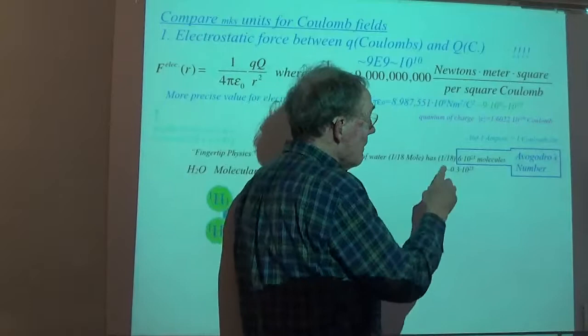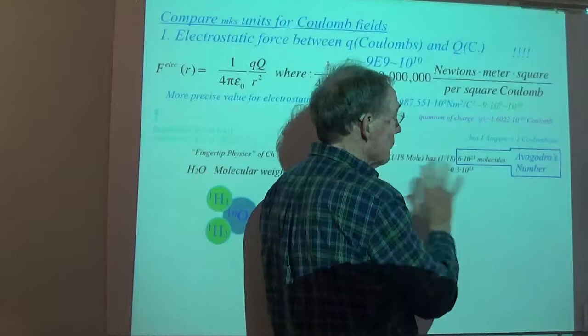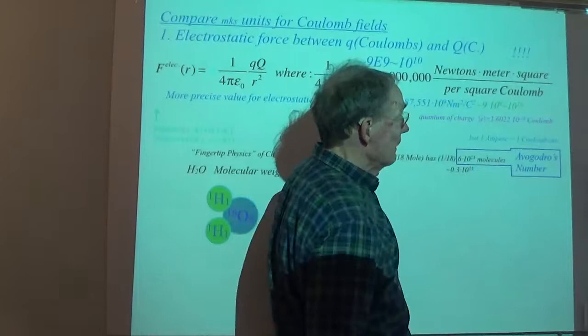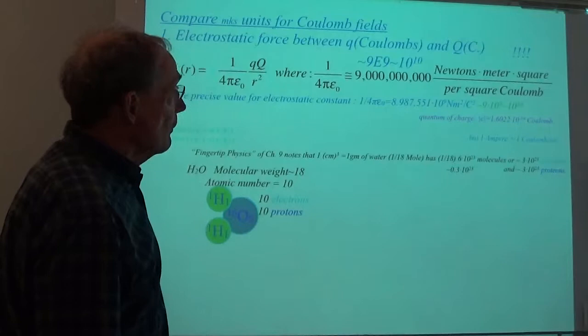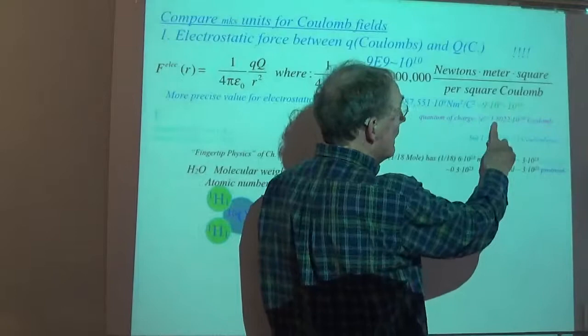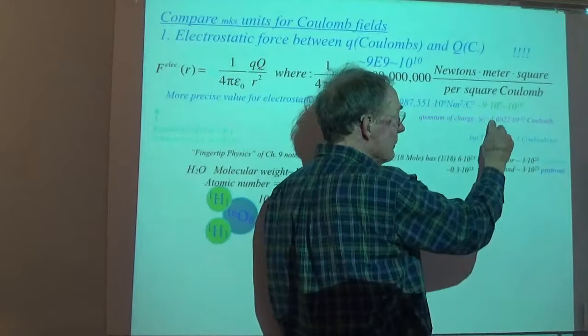So 1/18th of a mole has 1/18th, and then we need Avogadro's number. A mole has, it doesn't matter what the stuff is, 6 times a huge number, 10 to the 23rd molecules. So what we're talking about is 0.3 times 10 to the 23rd of this number. And then what we have to do is multiply that by the charge of a single quantum, the electron, or the proton. They both have this number. The electron has a minus. I put an absolute value thing on here, otherwise it would have a minus. 1.6 times 10 to the minus 19th.